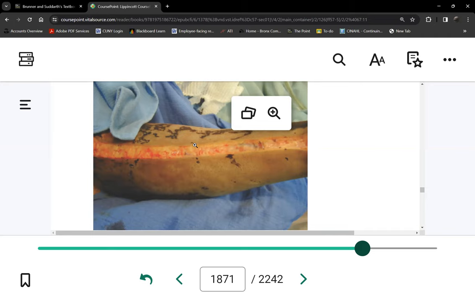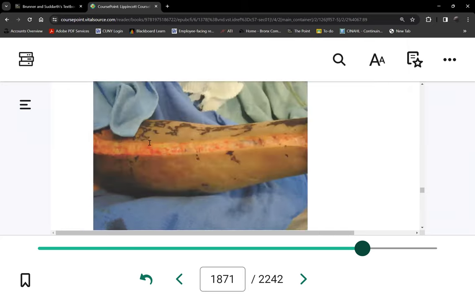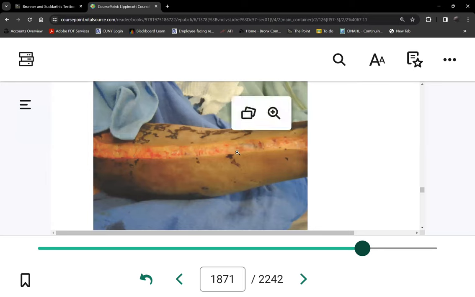What is this called? Since the cut didn't go deep into the muscle, into the fascia, this is what you call escharotomy. It's called escharotomy. So the doctor will make an incision through the eschar. Okay, so eschar is burnt tissue.